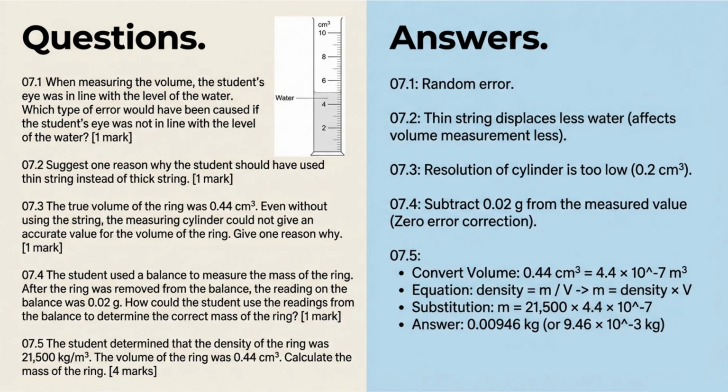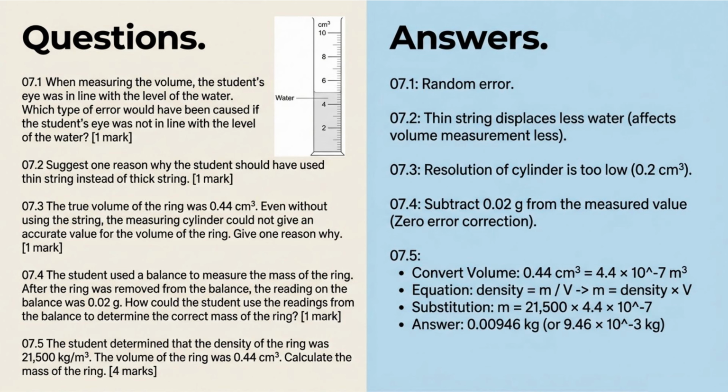The student used thick string. The mark scheme says thin string would be better because it displaces less water, which affects the volume measurement less. 7.3 is about the measuring cylinder's accuracy. Why is it inaccurate? Because the resolution of the cylinder is too low. The slide notes the resolution is 0.2 cubic centimeters.